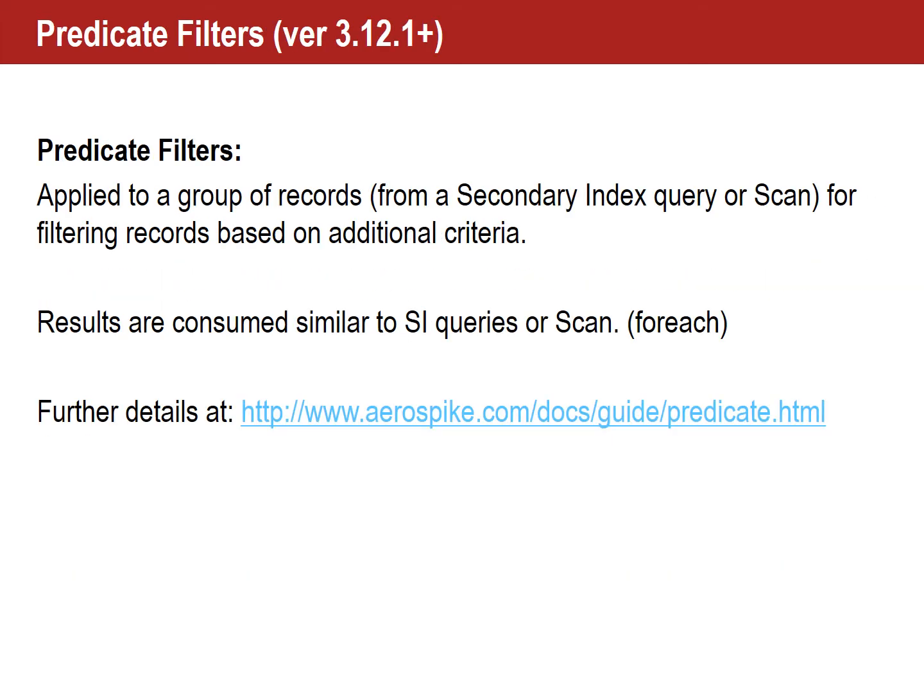And finally, with version 3.12, we also introduced predicate filters. So you can take the results of a secondary index query and additionally filter them either on record metadata or on bin values. So you can write fairly complex queries on top of a secondary index query.